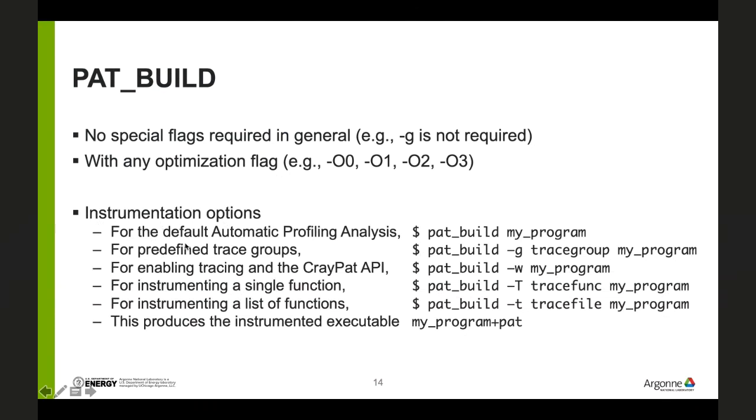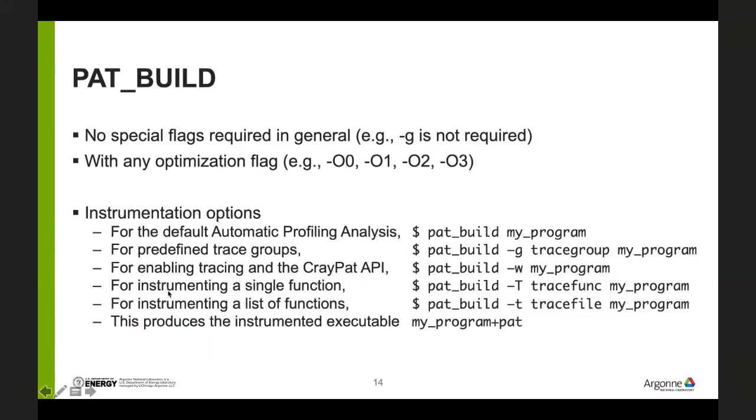Again, CrayPat is a superset of CrayPat-lite, so you can do everything you can do with CrayPat-lite with CrayPat. So if you instrument your code with just pat_build and your executable binary, you will generate instrumented code with automatic profiling analysis, which is exactly the same as CrayPat-lite. And if you want to use some predefined trace groups, you can use -g tracegroup and then instrument your code. Or you may want to use the CrayPat API. In that case, you use -w.